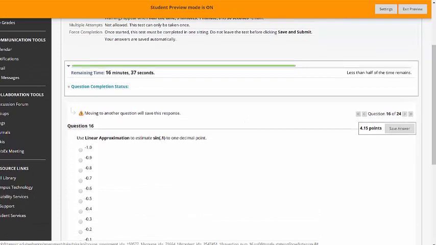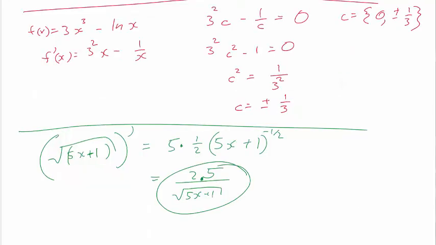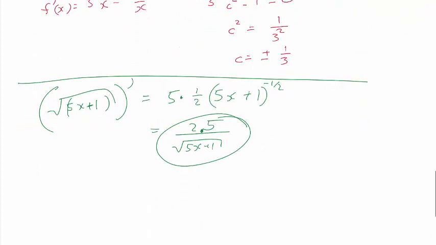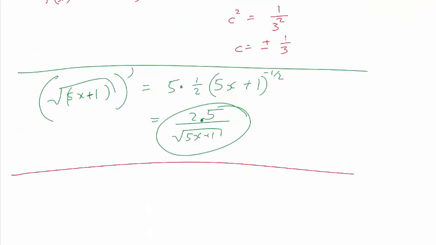All right, use linear approximation to estimate the sine of 0.1 to 1 decimal point. So we're looking for sine of 0.1. First we need to come up with our linear approximation, and remember that is simply f of a plus f prime at a times x minus a. That's the playbook we're using right there.